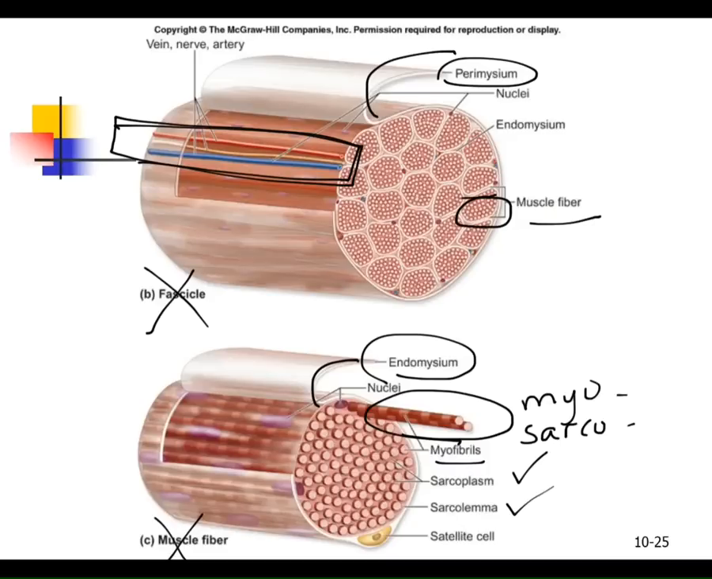In our vocabulary, we just saw lemma means a rind or a peel-like structure. This is the fancy name for the cytoplasm. Sorry. Plasma membrane. Take it back. This is the fancy name for the plasma membrane around the muscle cell. All right, special name for that rind or peel that goes around it. And then there is that satellite cell that's labeled for us for the first time.